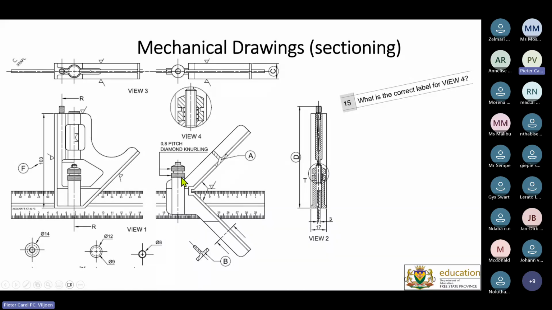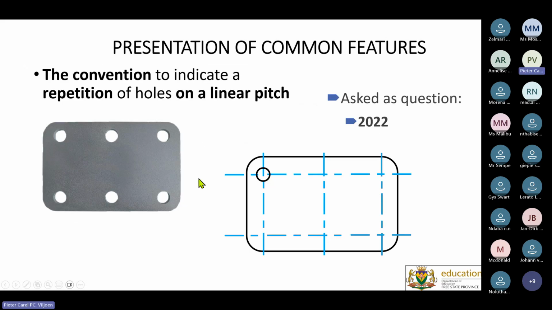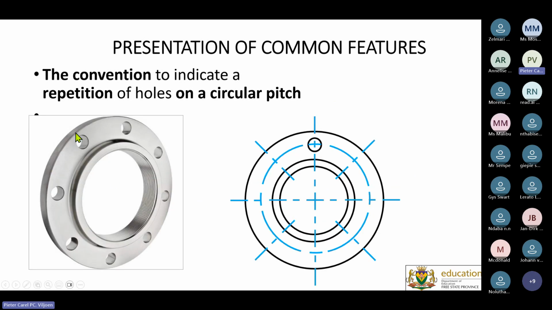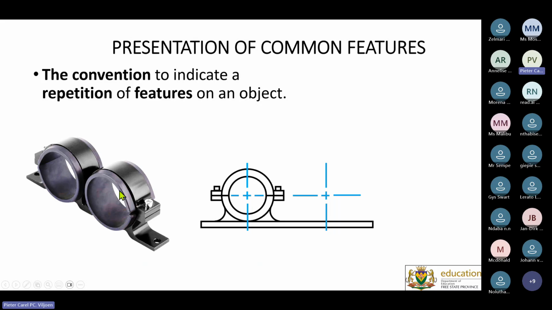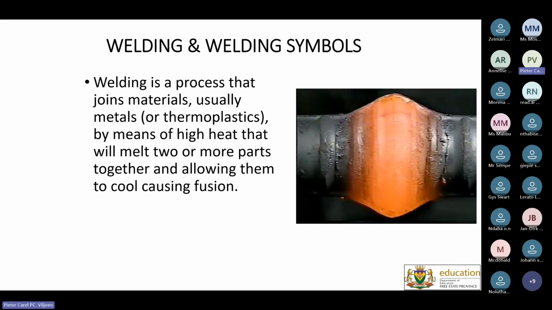Then mechanical drawing sectioning, there we have detail. I'll ask you what this view will be called. All right, so it comes from this part, so it's detail T. And then the convention of repetition of linear pitch, where we use the center lines for cylindrical or circular pitch. That is the one that you show, and then the center lines indicate the rest of it, and the repetition of features is basically showing only the center lines. So center lines are very important, and you can get a lot of marks in terms of that.